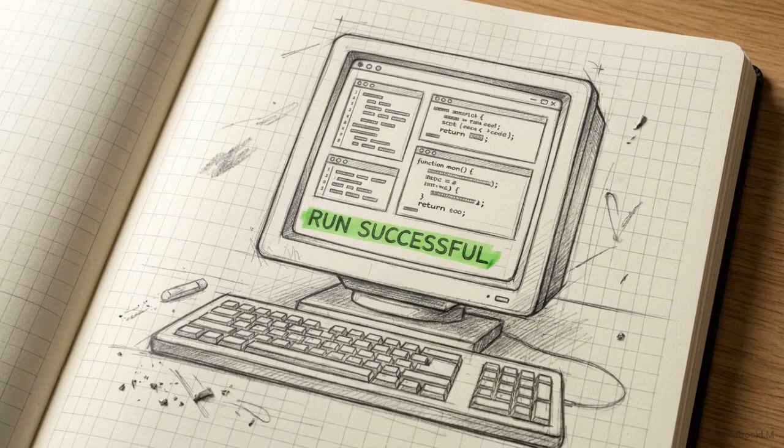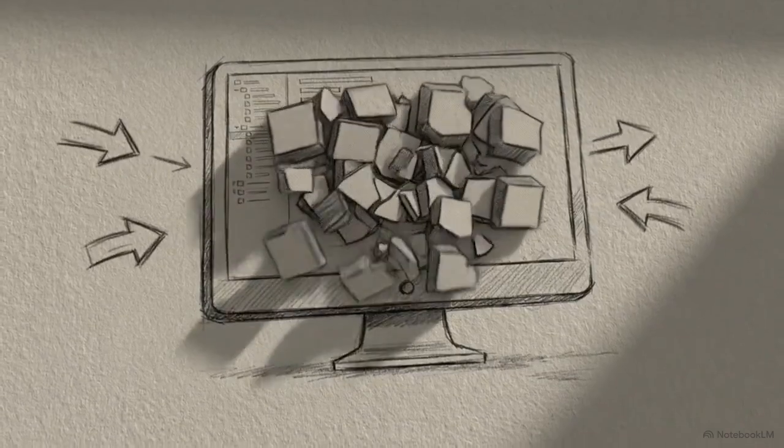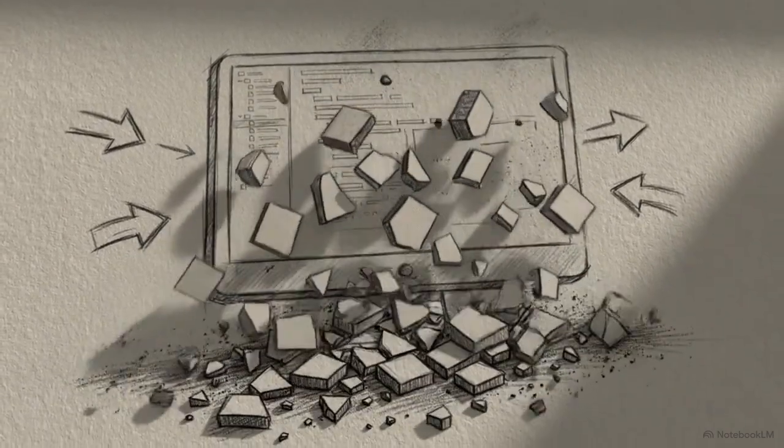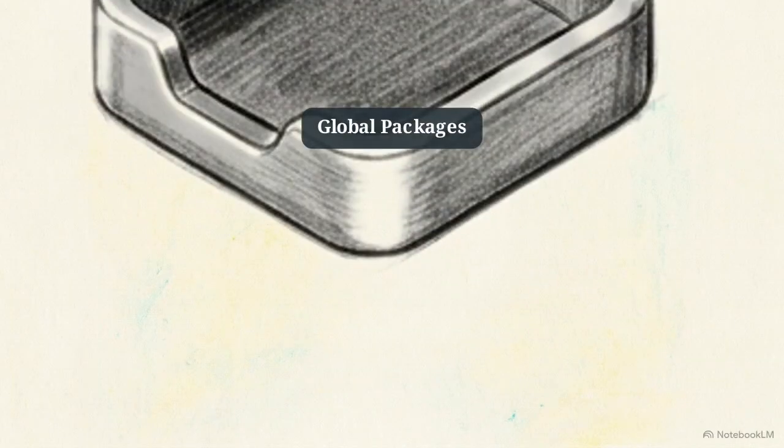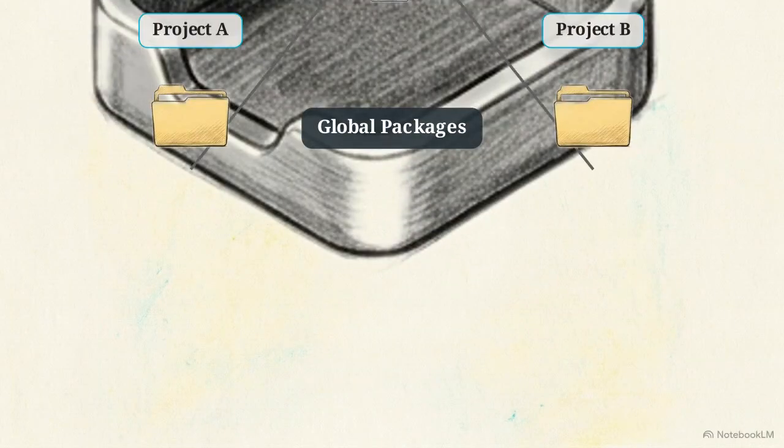You've finished a Python project, and it's running perfectly. But then you start a new project, install a new library, and suddenly your older code completely breaks. This happens because your computer usually stores Python packages in a single shared global path. When you install an updated library for a new project, it can overwrite the versions your previous projects rely on.